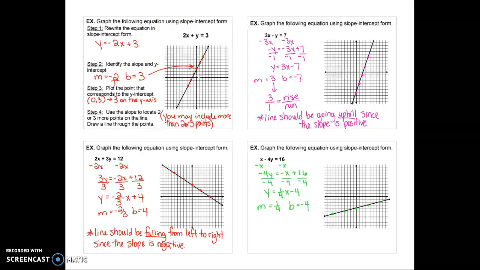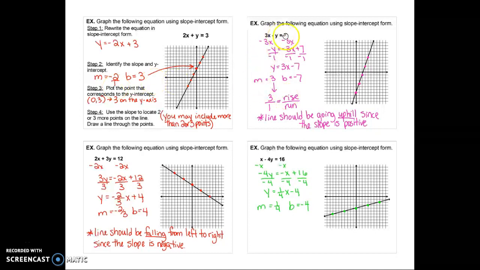So this next point should actually be right here, and you continue that process of dropping 2 and going to the right 1. You can also move this negative to be with the 1. That would mean that I'm going up 2 if I have a positive 2, and a negative 1 would be left 1. You can go in both directions. So that negative can connect to the 2 or it can connect to the 1.